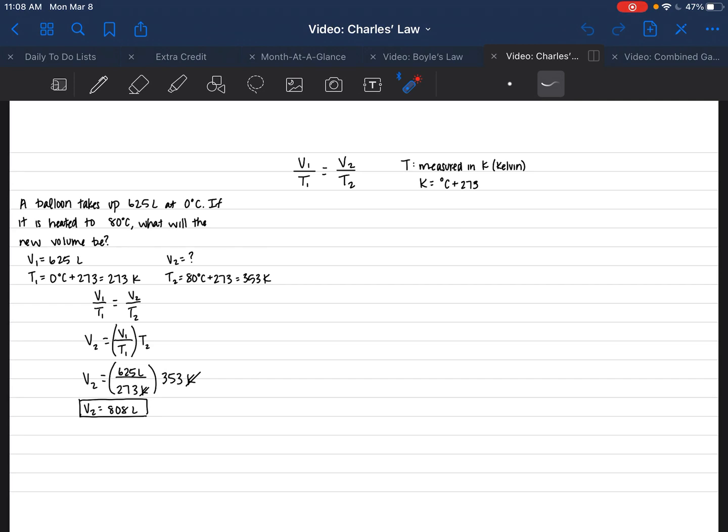So we can plug in our values. Notice that the Kelvin will cancel out, and we're left with our units in liters. So this tells us that V2 is equal to 808 liters.